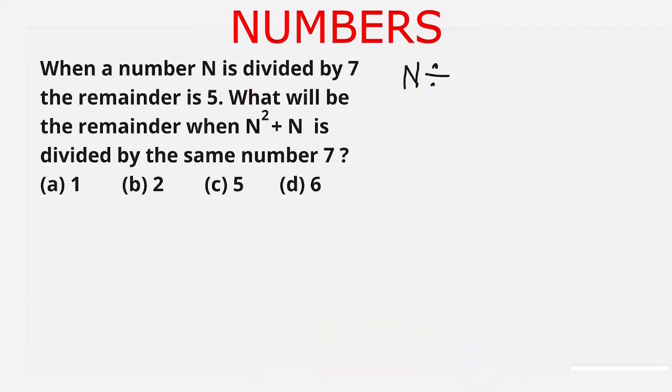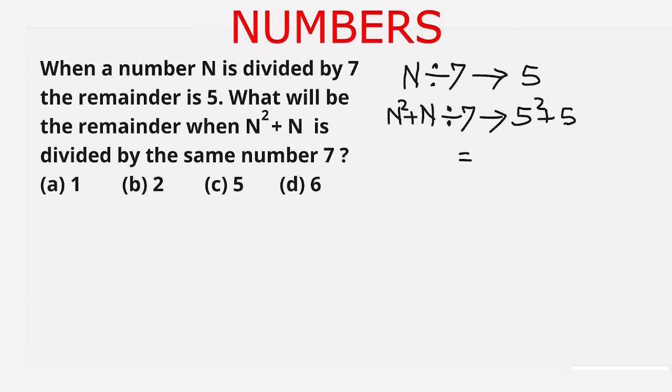When n is divided by 7, the remainder is 5. When n square plus n is divided by 7, then the remainder will be 5 square plus 5. And 5 square is 25, plus 5 is 30. As 30 is greater than 7, we have to again divide 30 by 7, and 7 times 4 is 28, and 28 when subtracted from 30, the remainder is 2.